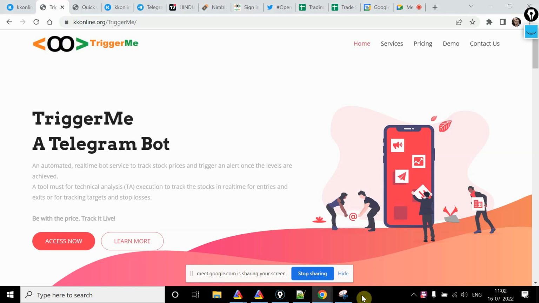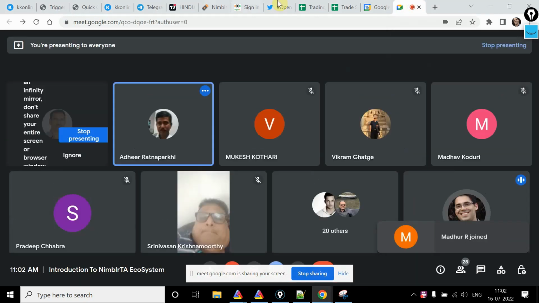Hope my screen is visible to all of you. You may like to adjust your screen so that it can be made visible to you as well, so that you can see it more clearly. Maybe you can zoom in and pinch more.